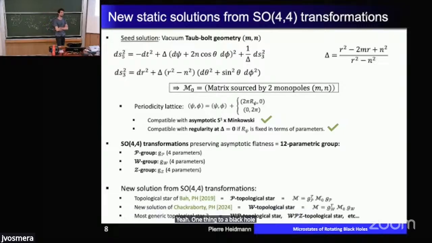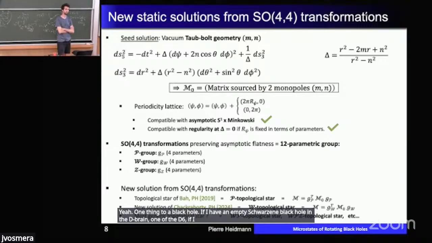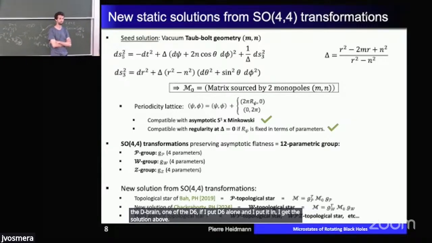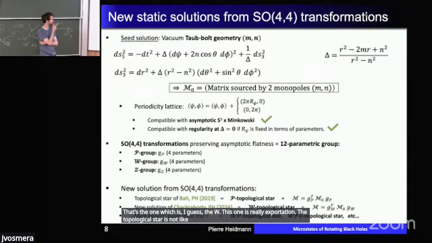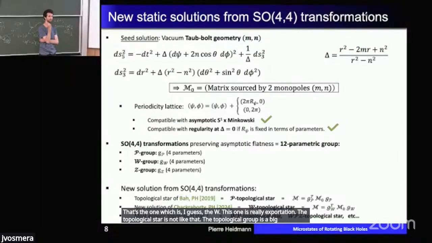If I have an empty Schwarzschild black hole in the D brane, but not a D6 alone. If I have a D6 alone and I put it in, I get the solution above. But if I get a D6, D4, D2, D0 and I throw it in, I get the solution. That's the one which is, I guess, the W topological. This one is really rotation. The topological star is not like that, though. The P group corresponds to boosts and dualities, where the W group corresponds to rotations and dualities.